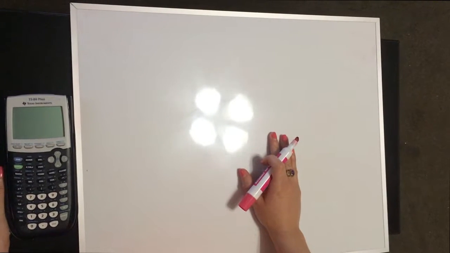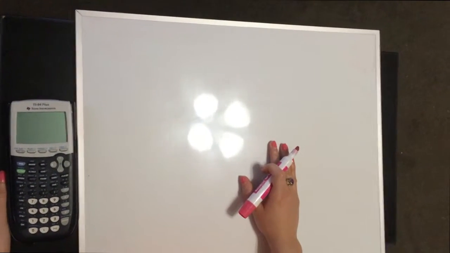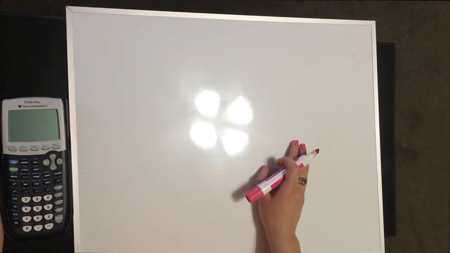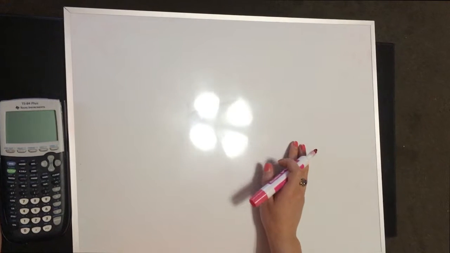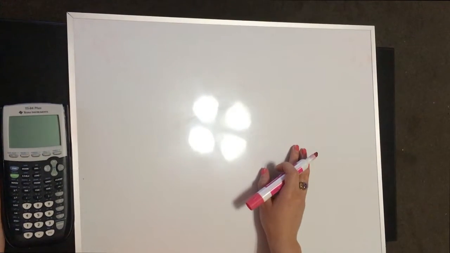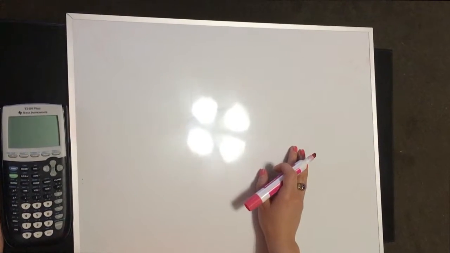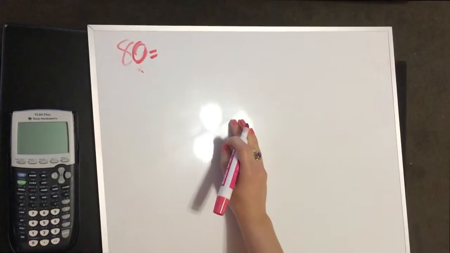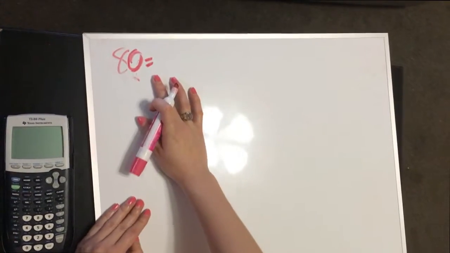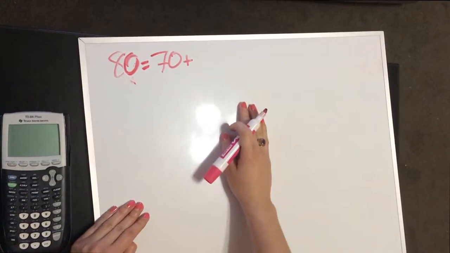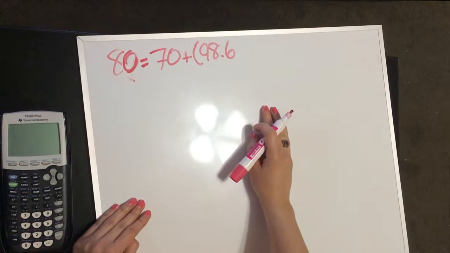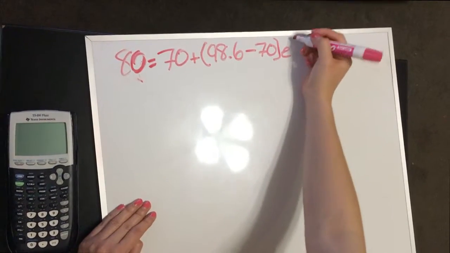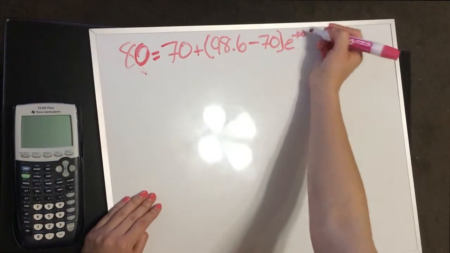Okay, so now we will try to find the elapsed time from death to the time of discovery. The time of discovery is 4 p.m. with a body temperature of 80, while the average body temperature is 98.6. We will use this data in our formula to find T. So 80, which is the body temperature at 4 p.m., equals 70 plus 98.6, which is the average body temperature when being alive, minus 70 times E to negative KT.